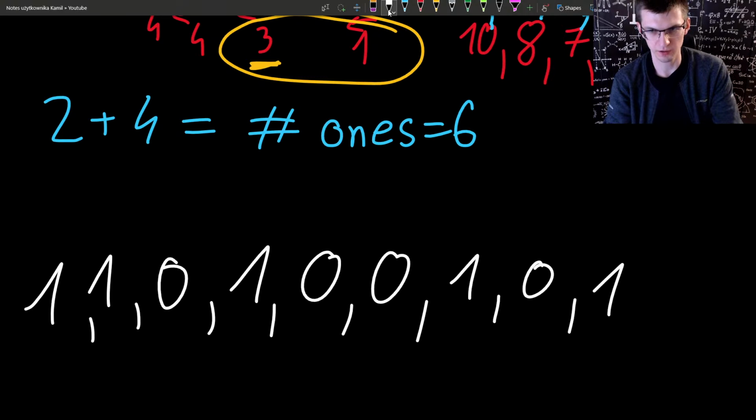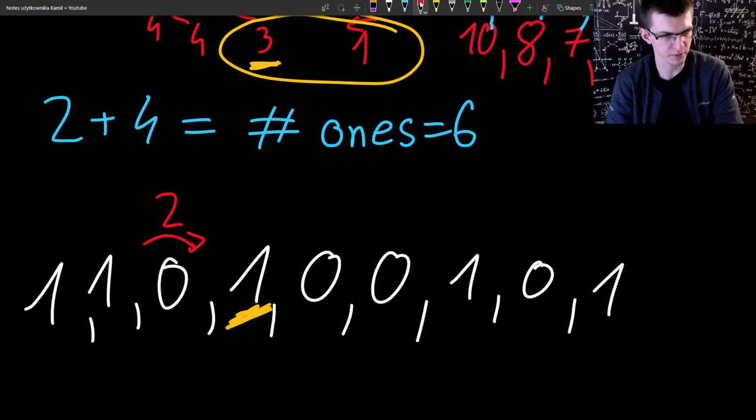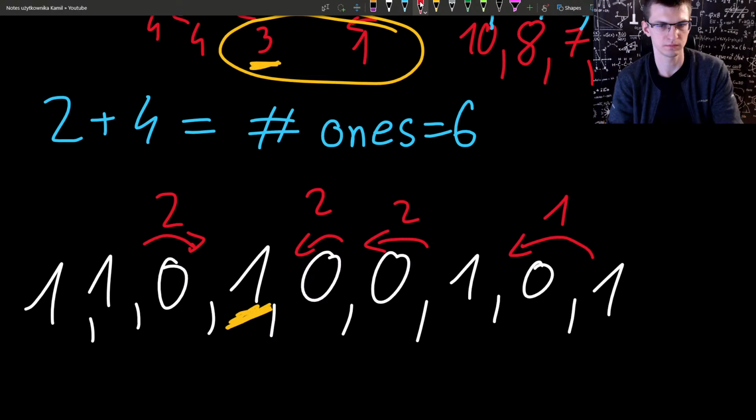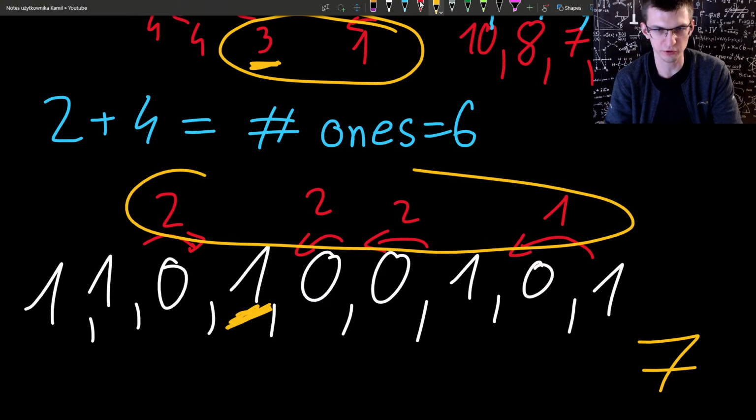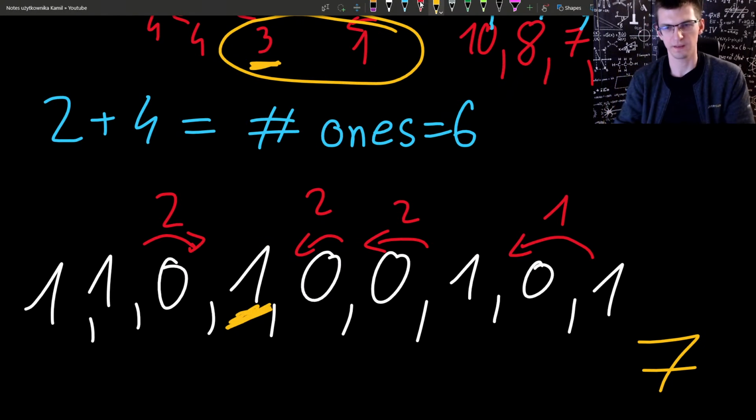For this example, I claim that this is the best meeting point, because in this case, this 0 will be jumped over 2 times. Those 2 ones will jump over 0. This 0 will be jumped over once. This 0 will be jumped over twice. This one and this one. And same here. I claim that for this test, the answer is 7. The sum of red values, 7.